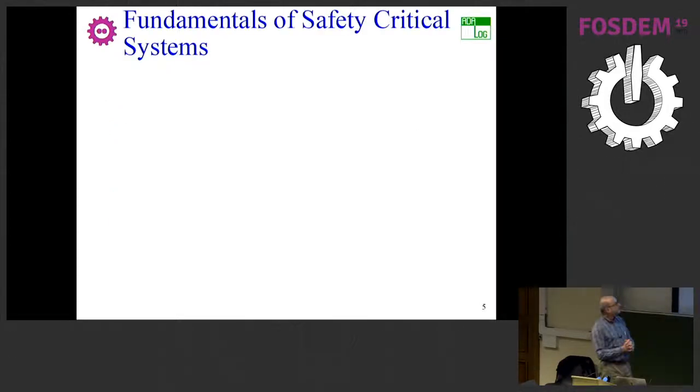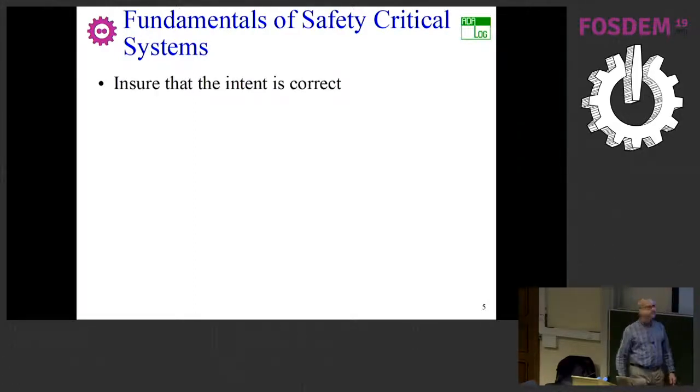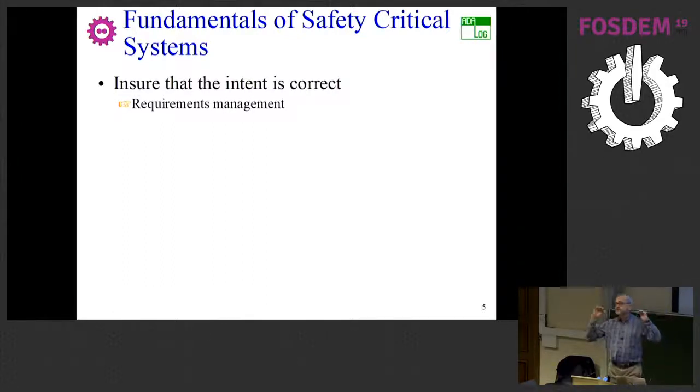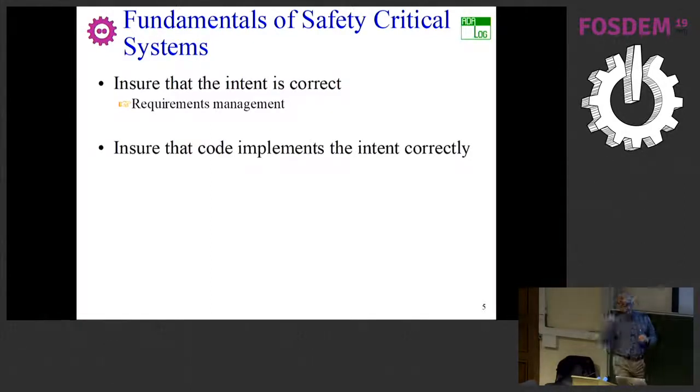When you are talking about safety critical systems, you have two important aspects, and they are generally well separated. The first one is called the intent, what you want to do. So this is a high-level requirement, and there are people in charge of making sure that the requirements are correct, that what you want to do is what should be done. And there is a second level, which is to make sure that the code implements the intent correctly.